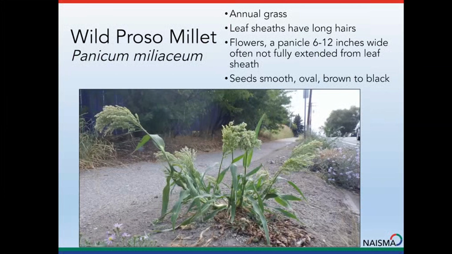All right, so then we move to another grass. This is wild proso millet, Panicum miliaceum. It's an annual grass. The leaf sheaths have long hairs. The flowers are a panicle that can be quite large, 6 to 12 inches wide, often not fully extended. So that means some of it will stay down in the sheath, wrapped up in the top of the leaf or the top of the stem. And the seeds are smooth, they're oval, and they're dark brown to black in color. Very wide leaves, very large panicles with fairly large seeds on wild proso millet.